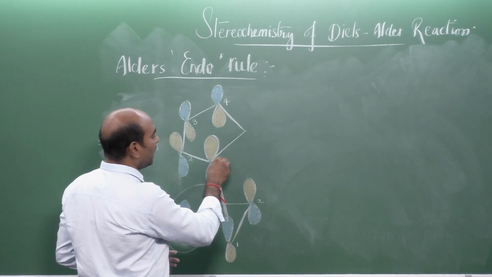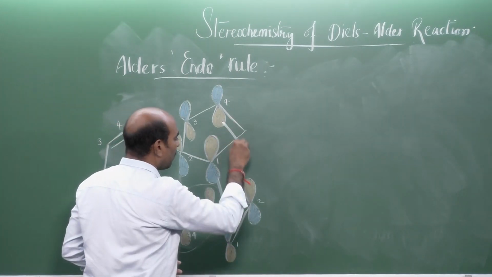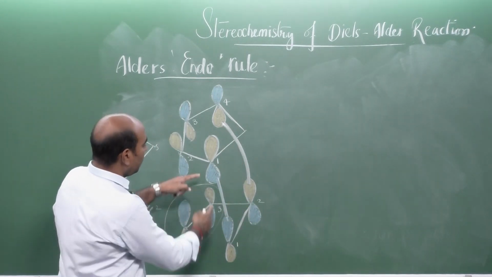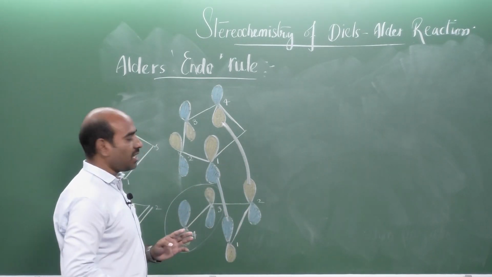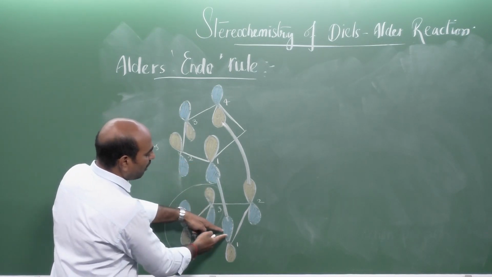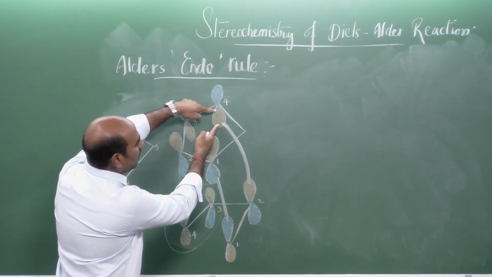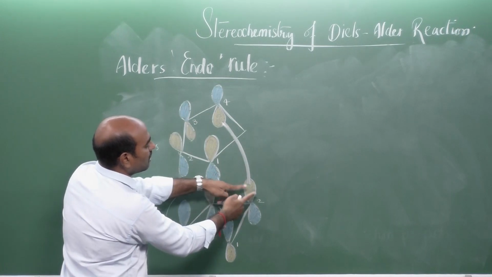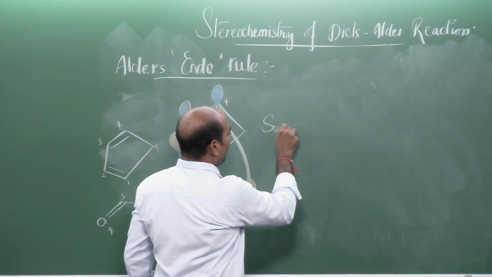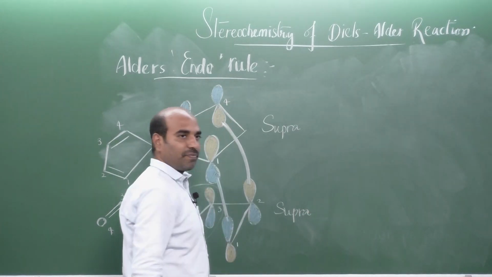Now, this will bind with this one. The C1 of the diene will bind with the C1 of the dienophile, and C4 will bind with the C2 of the dienophile. You see here, it is a supra-supra interaction. The lobe below is the positive lobe and the lobe above for the dienophile is the positive lobe. And here at the fourth carbon atom, the lobe below is the negative lobe and the lobe above is the negative lobe. So, supra-supra interaction. This partner is a supra partner and this is also a supra partner, right.